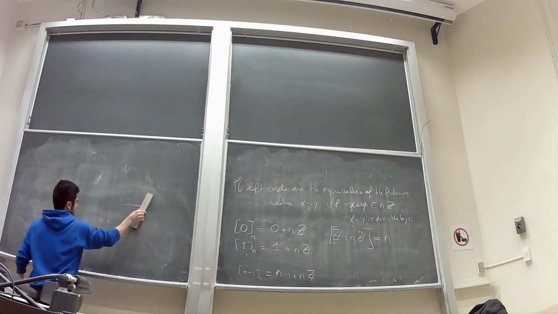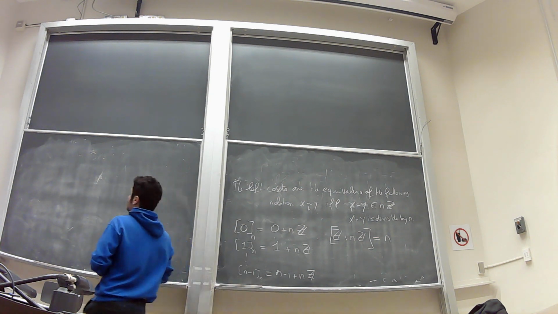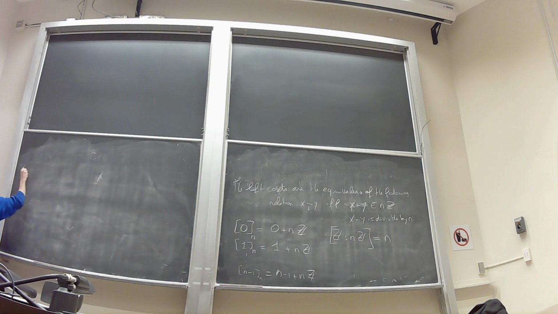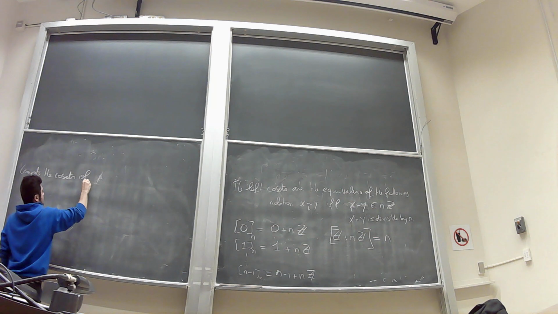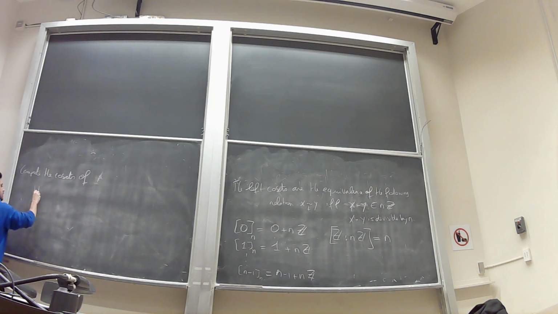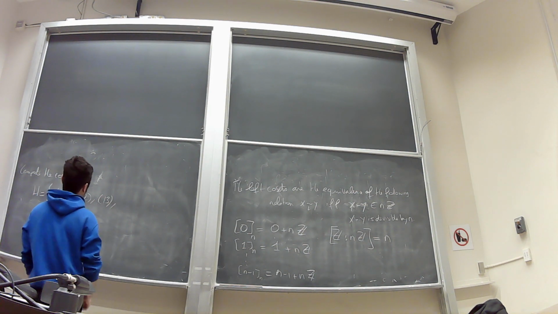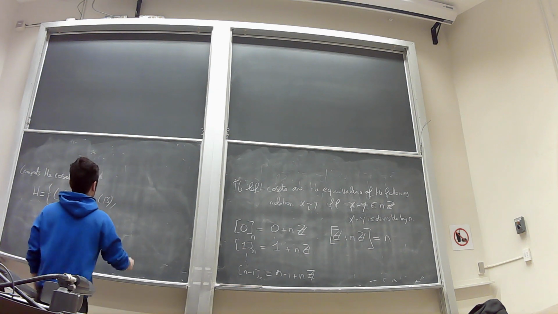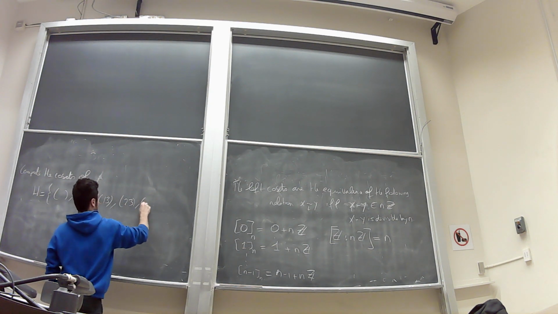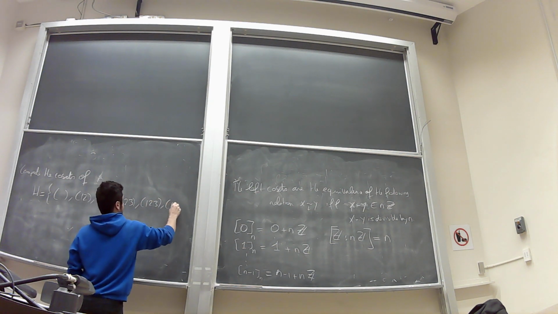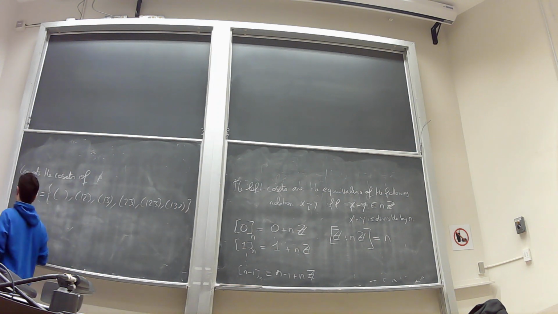Let's do an example that is harder. Compute the cosets of H, consisting of the identity, (1 2), (1 3), (2 3), (1 2 3), and (1 3 2), in S4.